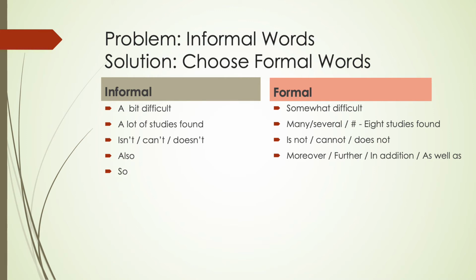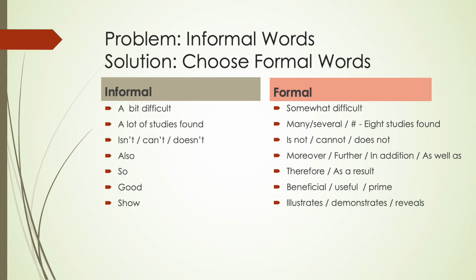So is also a word that's overused. Let's take a look at some other alternatives, like therefore, or as a result. Good is a very vague word, and it doesn't communicate very much at all. Instead, you can say beneficial or useful or prime, as in a prime example. Show. More academic choices would be illustrates, demonstrates, or reveals.